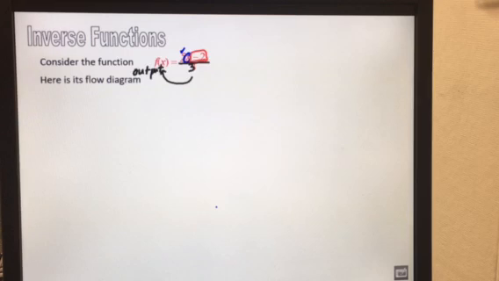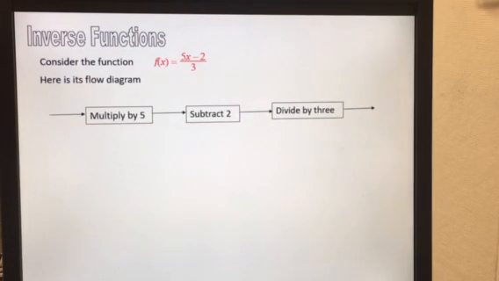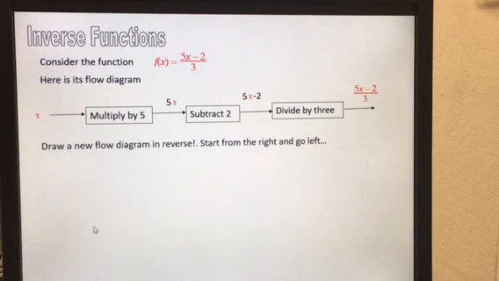So here's a flow diagram to illustrate that more. We start with an input x, multiply that by 5, subtract 2, and then divide that by 3, which gives us f of x. So now finding the inverse function is really just doing it in reverse.